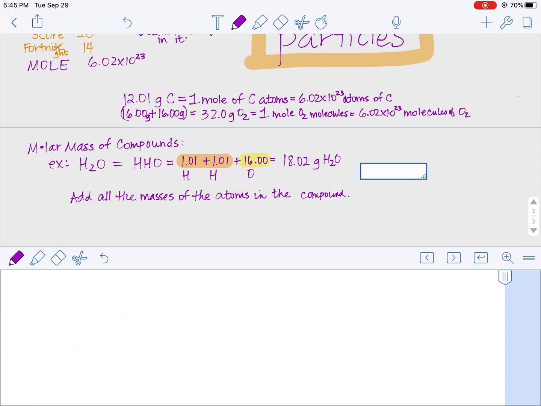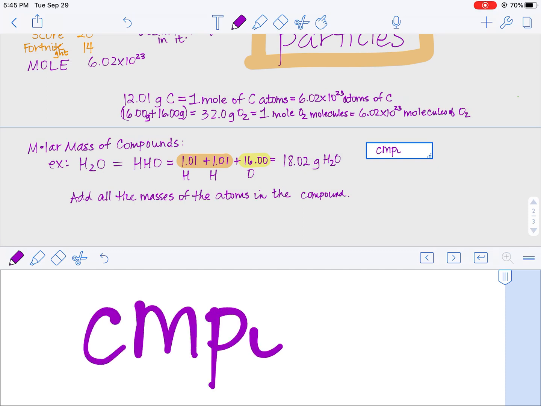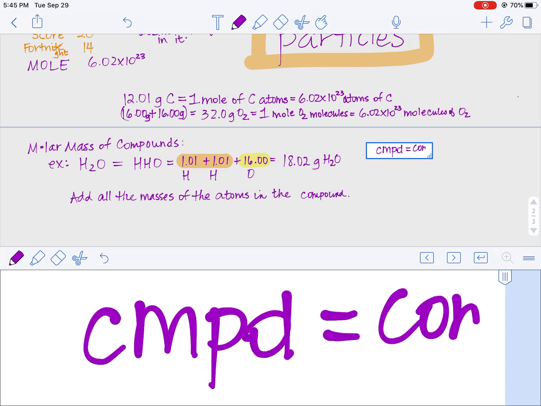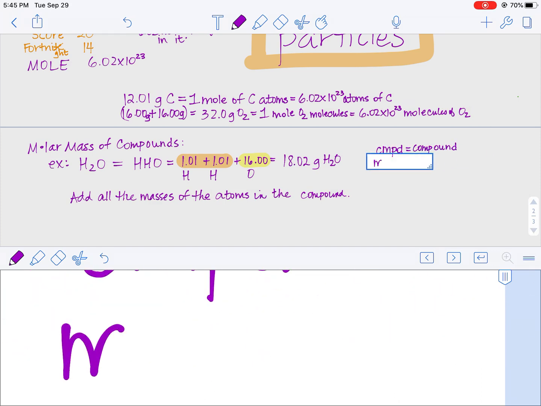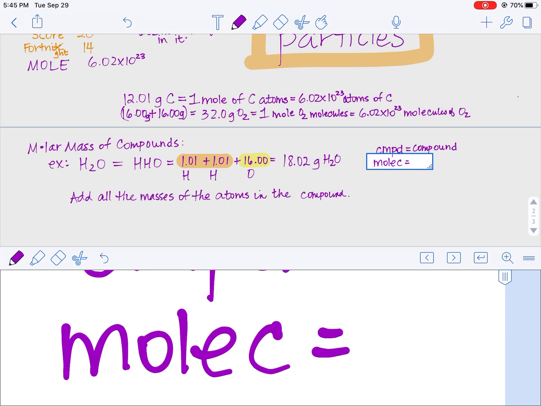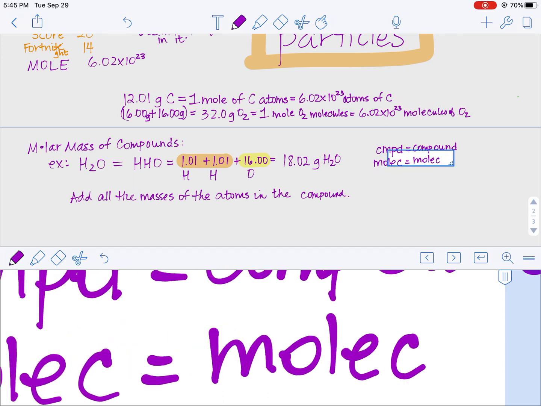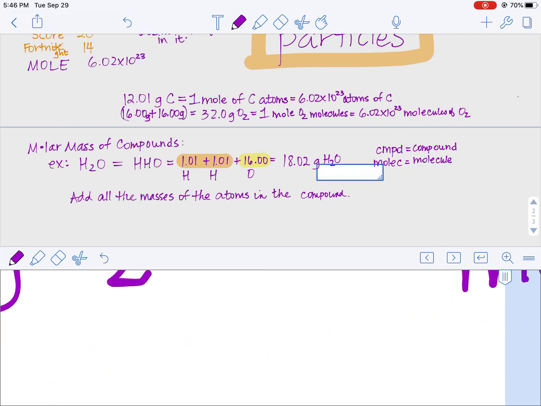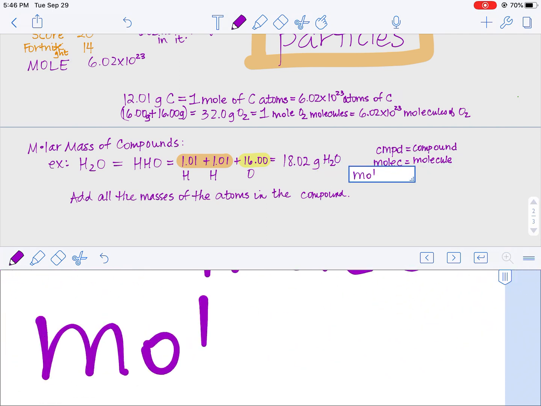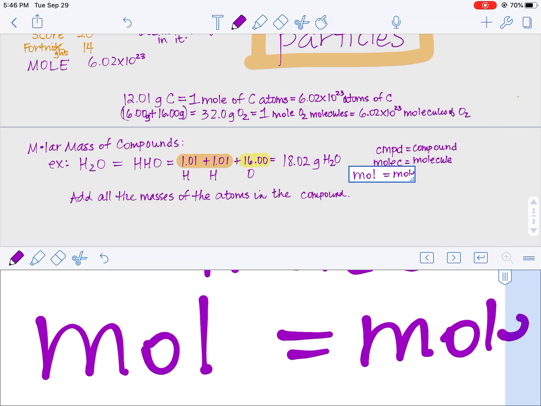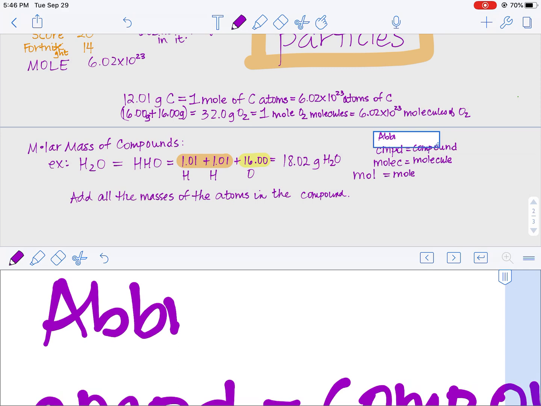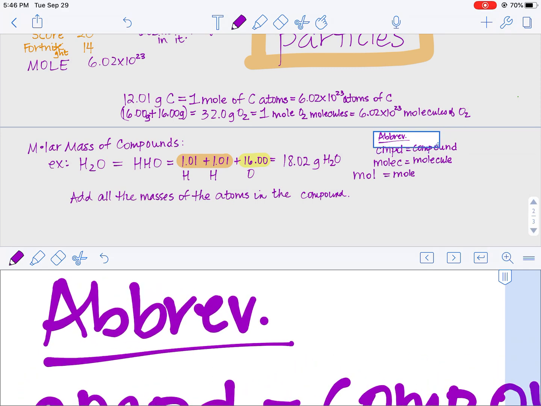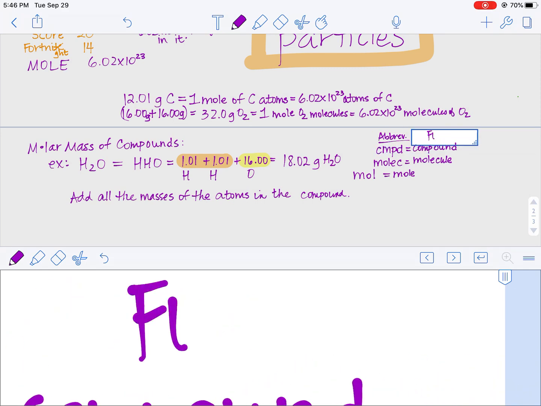Giving you a couple of vocab words here, or abbreviations. CMPD is compound. Molecule is MOLEC, molecule. If you wanted to abbreviate moles, you would abbreviate it MOL. So this is the abbreviation, and this is, on the right-hand side, the full word.